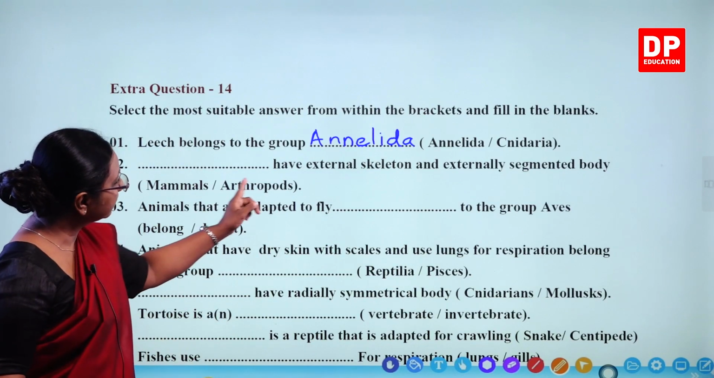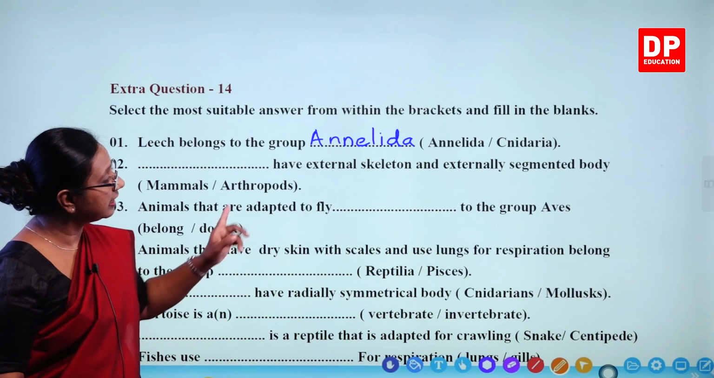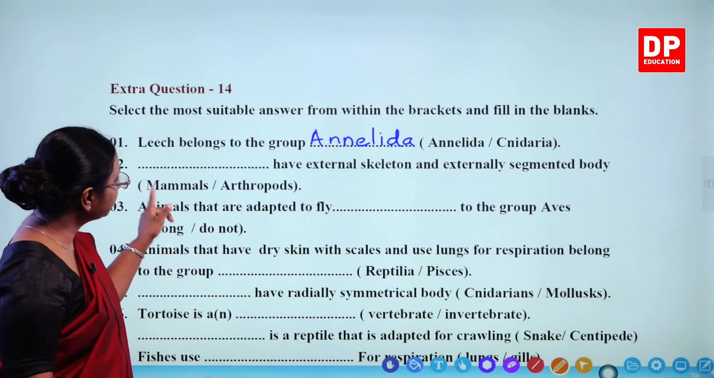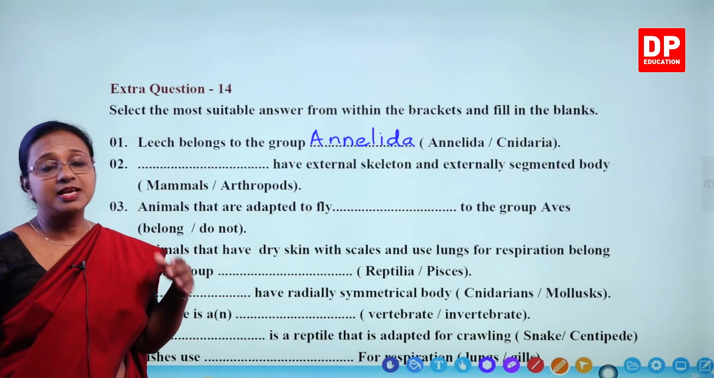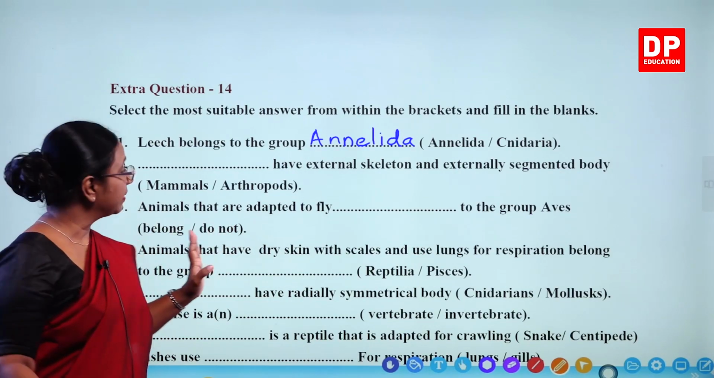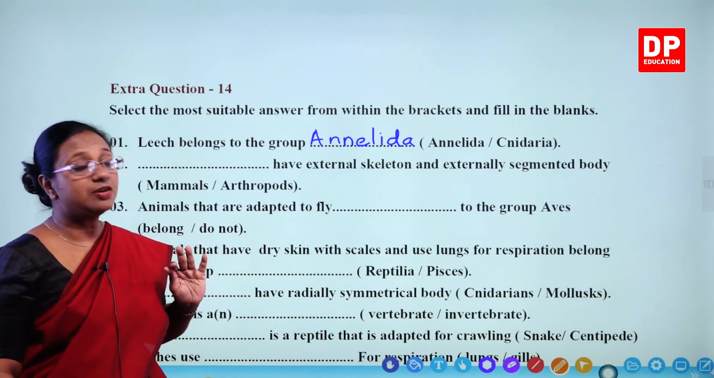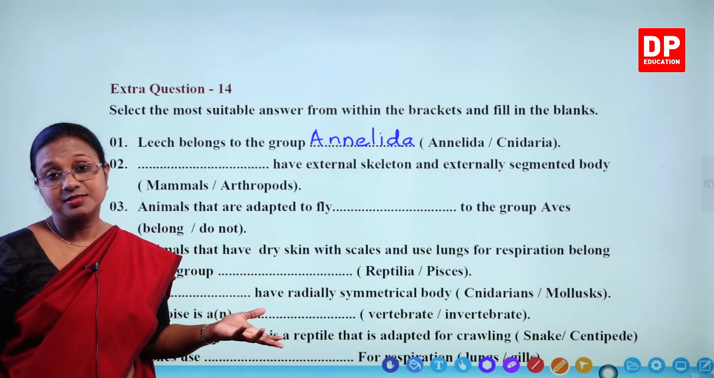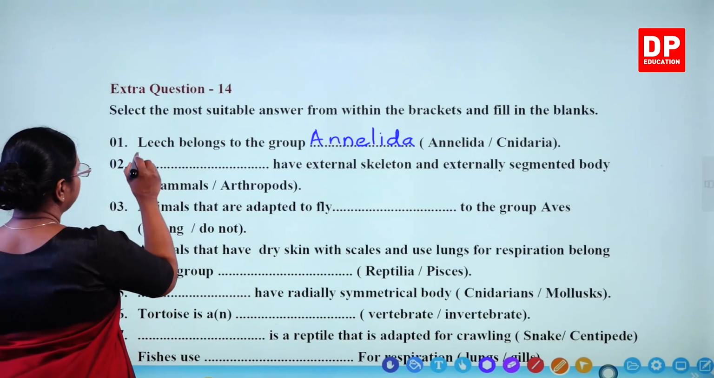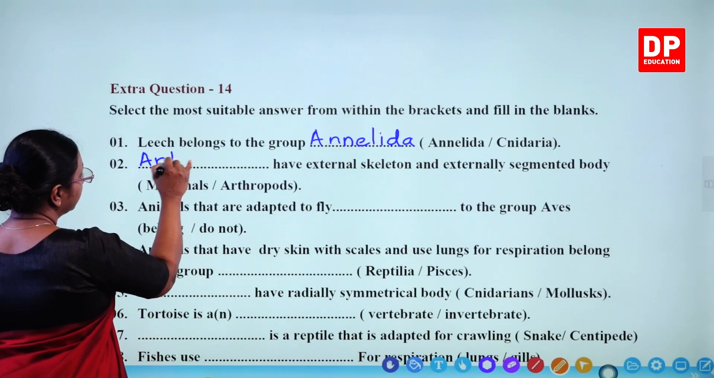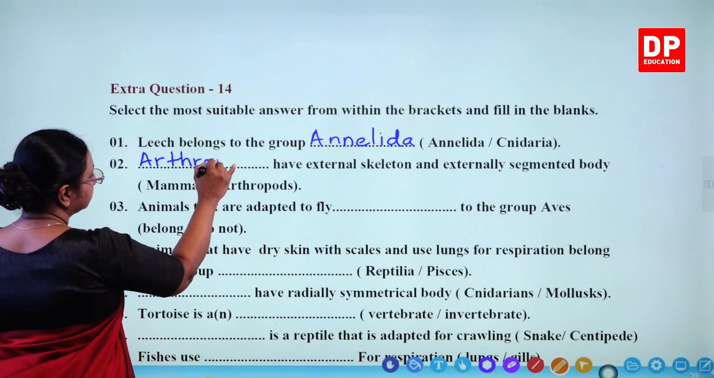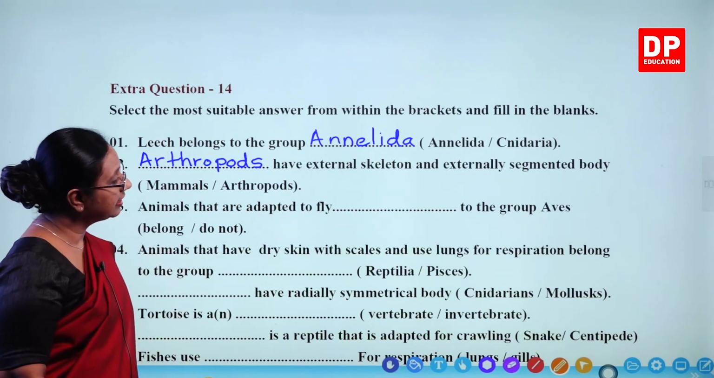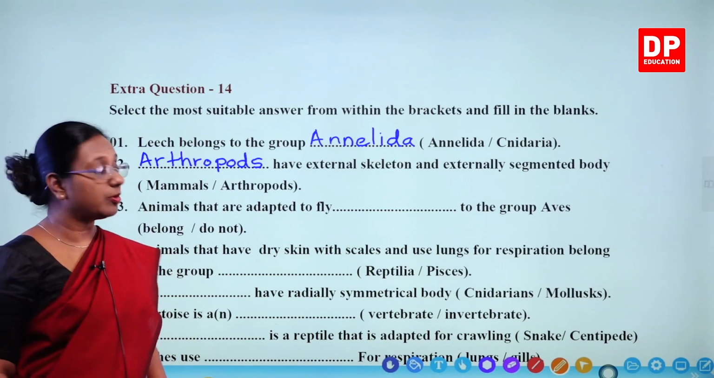Second one, blank have external skeleton and externally segmented body. Look at the answers. Mammals, do they have an external skeleton? We don't have. So mammals don't have external skeleton and no externally segmented body. Arthropods, yes. You can think of the examples. So arthropods have external skeleton and externally segmented body.